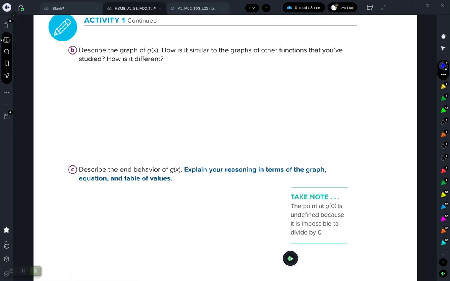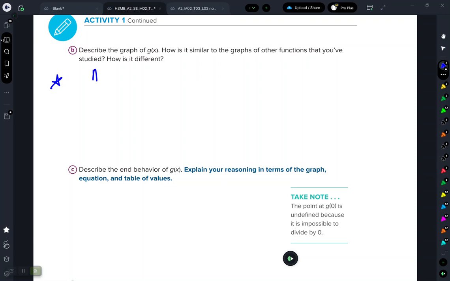So I want to focus on some of these questions, but not all of them. I want you to go ahead and do B on your own. But C says, describe the end behavior of g of x. So the end behavior is looking as you go to the right or to the left. What is the graph doing at its ends? Okay, so we can probably format this the way that you've done end behavior before, which is asking what happens as x approaches positive infinity and what happens as x approaches negative infinity.